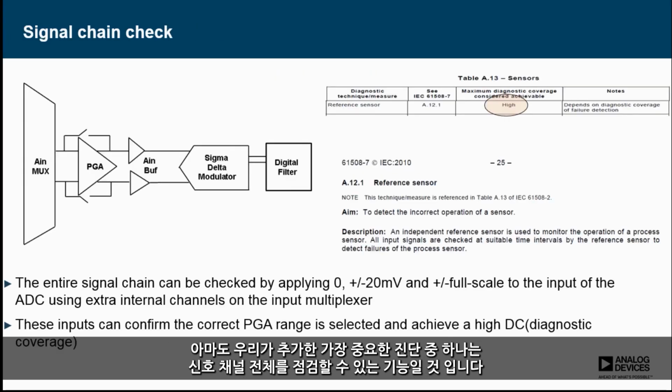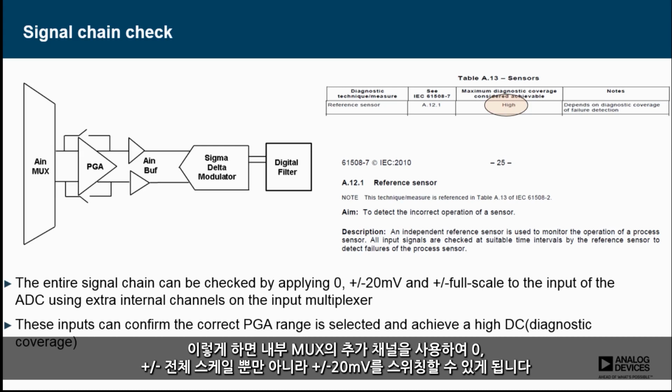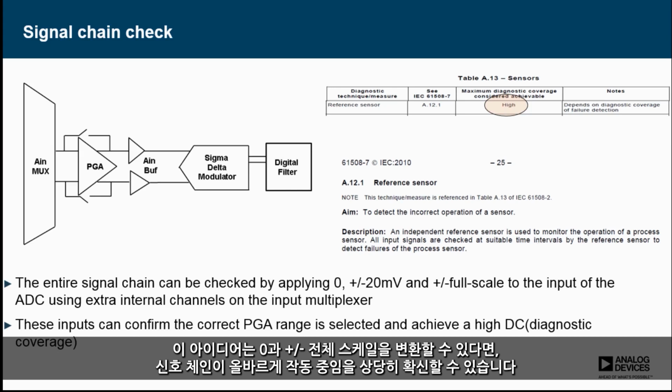Probably the most important diagnostic that we've added is something to check the entire signal chain. What this does is it allows you to switch in 0, plus or minus full scale, and in addition plus or minus 20 millivolts using extra channels available on the internal MUX. The idea is that if you can convert 0 and plus or minus full scale, you can be reasonably certain that your signal chain is working correctly.